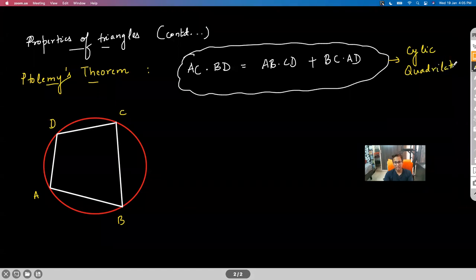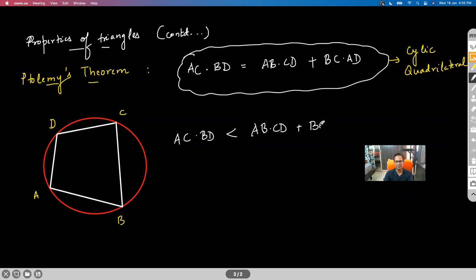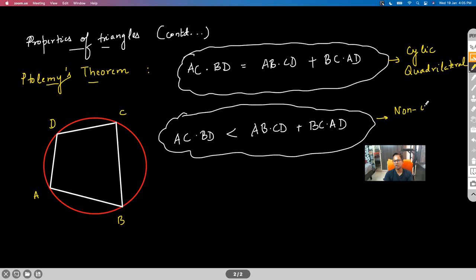Now, a natural question will arise in your mind. What if the quadrilateral is not cyclic? Then what will happen to this theorem? A small change will happen. If the quadrilateral is not cyclic, then AC into BD will be lesser than the sum of the product of the opposite sides. So this will hold true if the quadrilateral is a non-cyclic one.